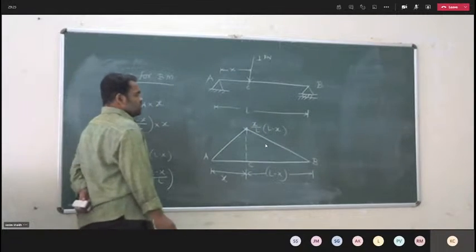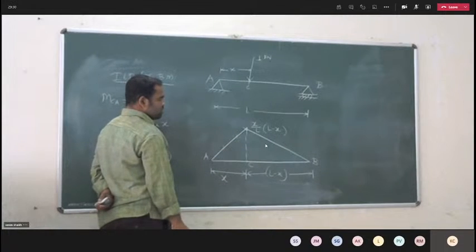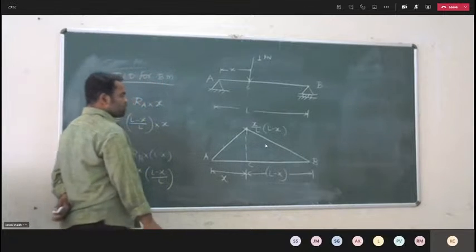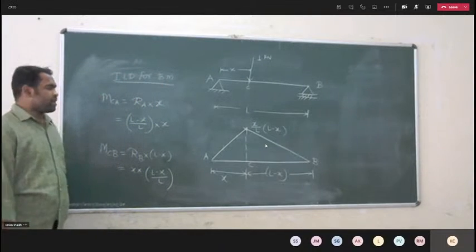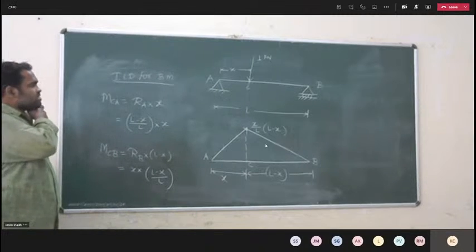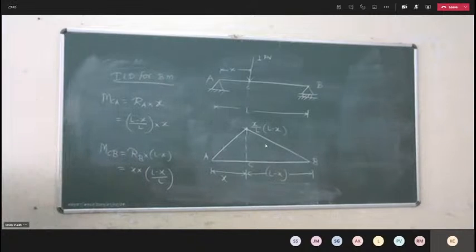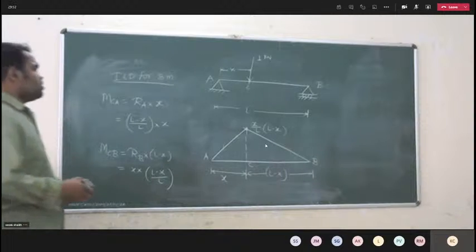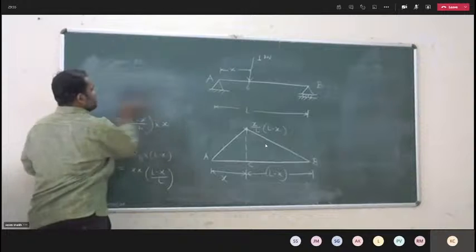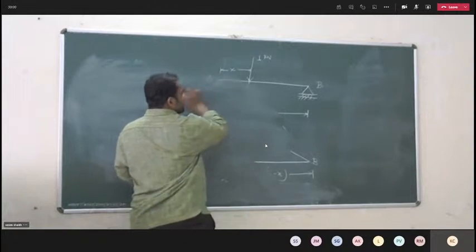As in the last lecture, if you have to find out the bending moment at any other point, we find it by similar triangles. I will take one numerical, then you can understand better. Anyone having doubt in this? Okay, so I will take one example.